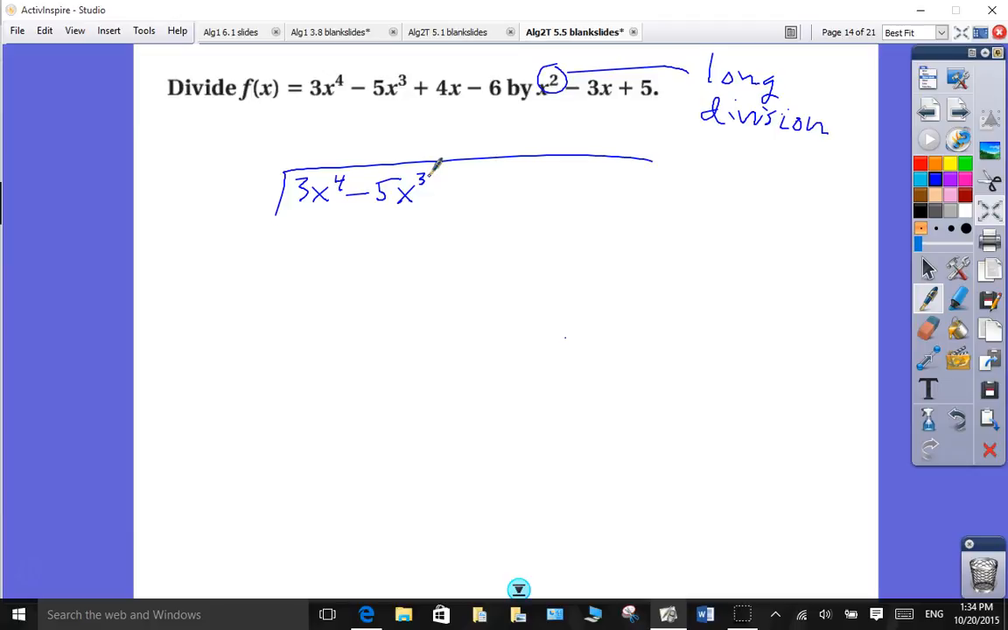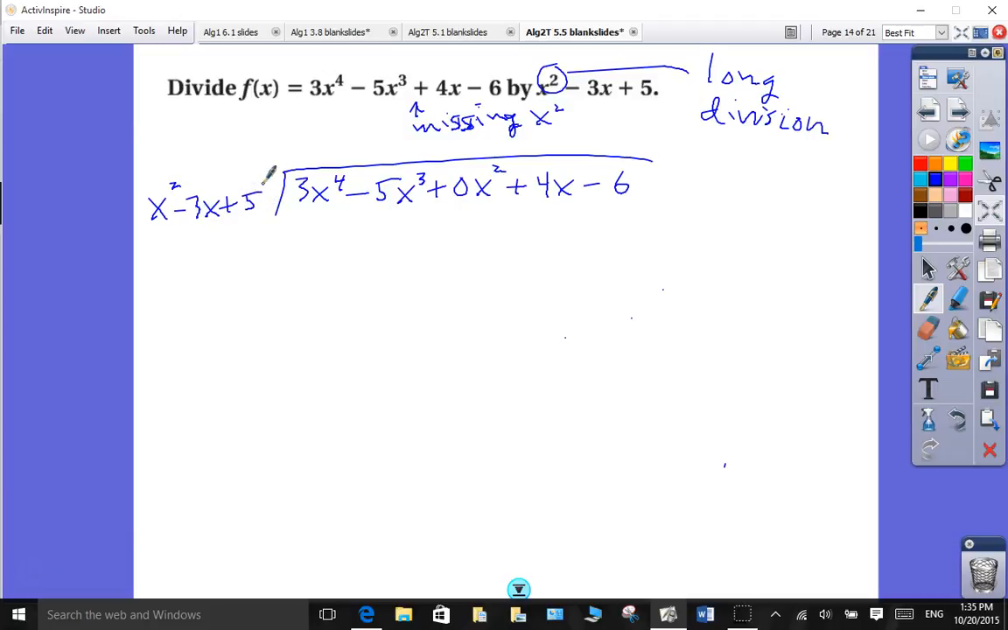Okay, so it'll look like plus 0x squared plus 4x minus 6. Okay, and now I'm dividing by x squared minus 3x plus 5.